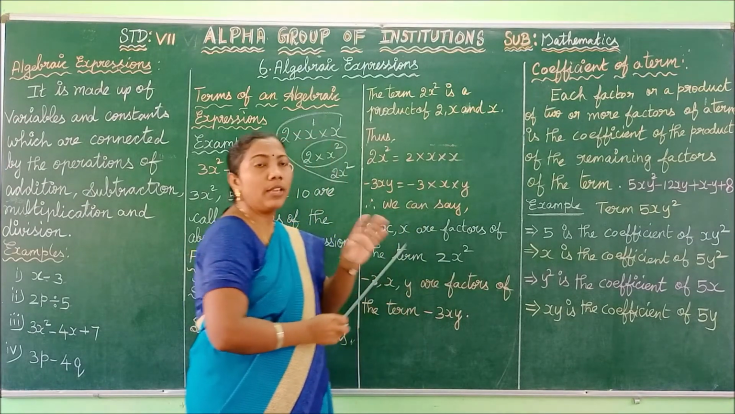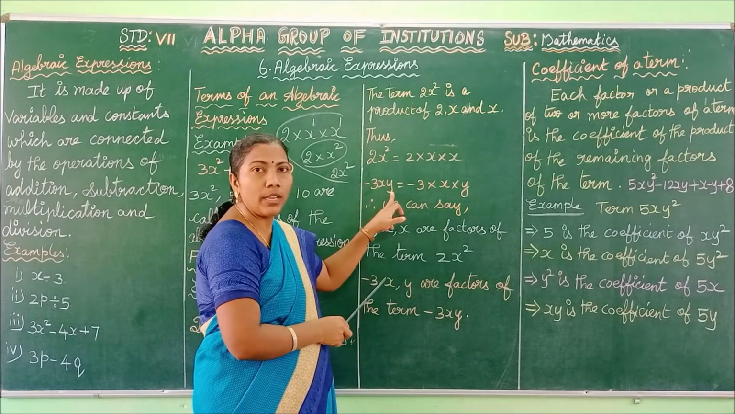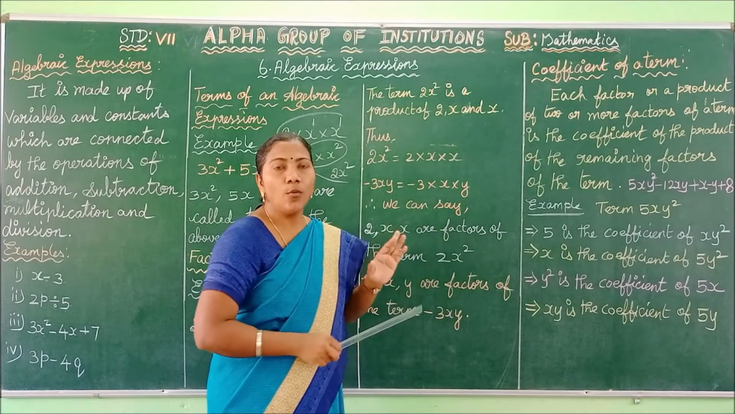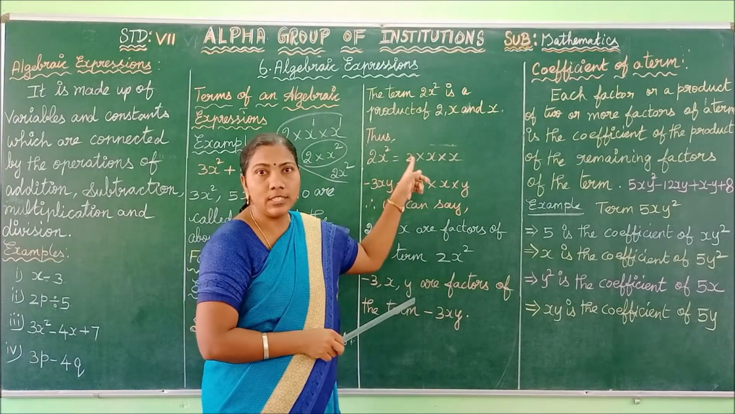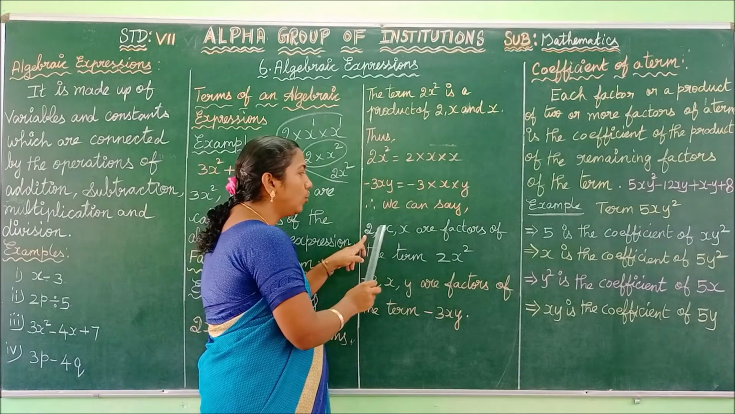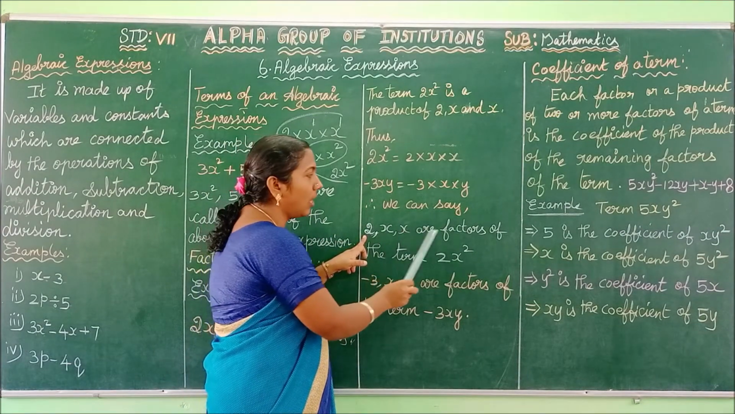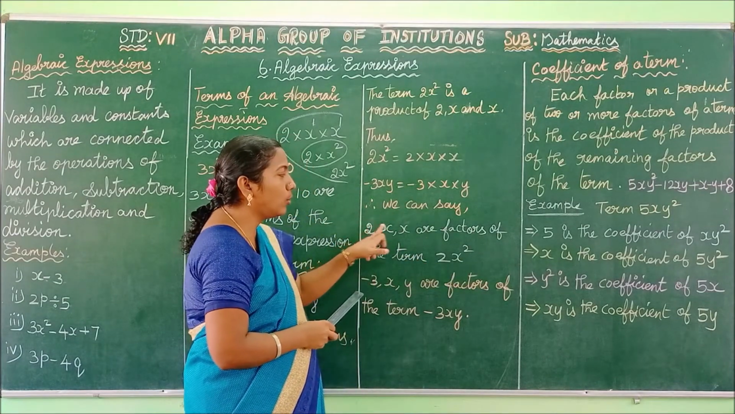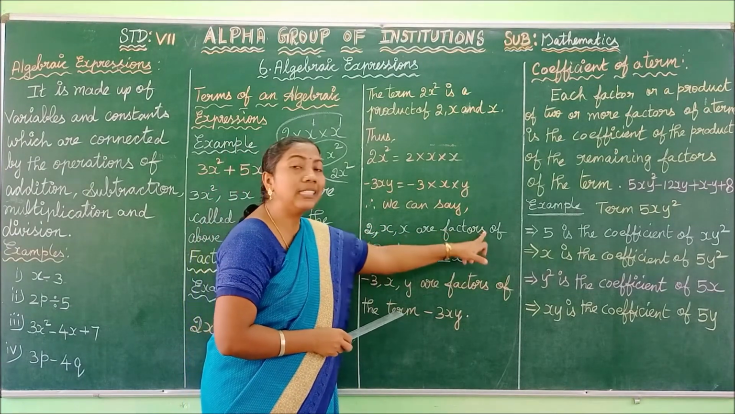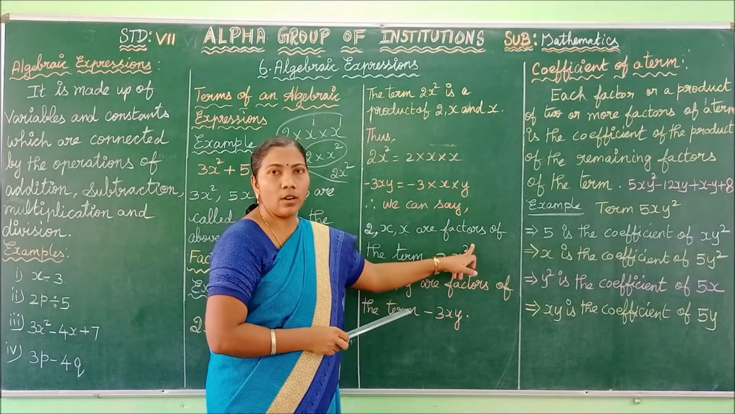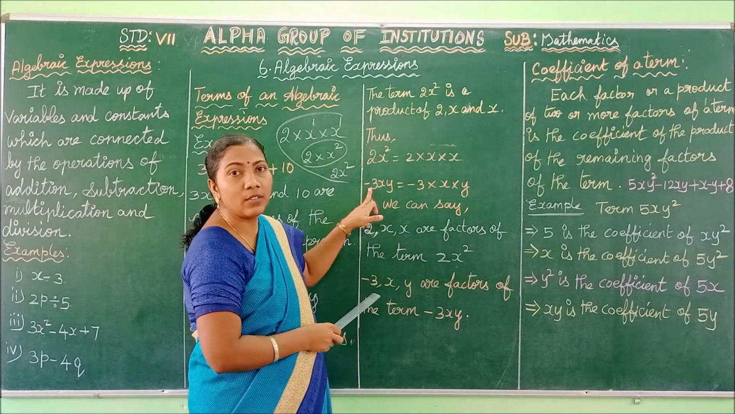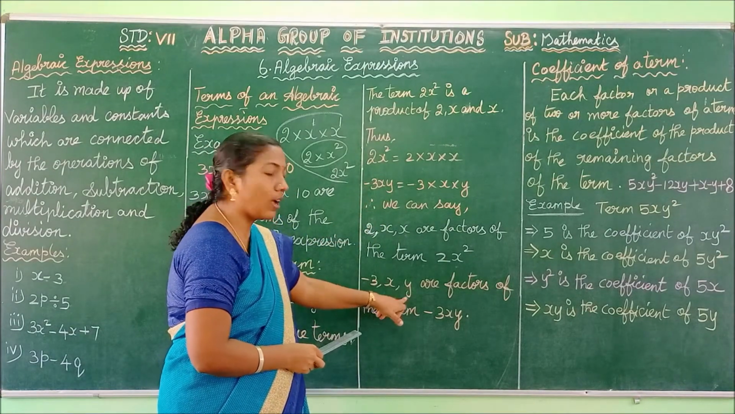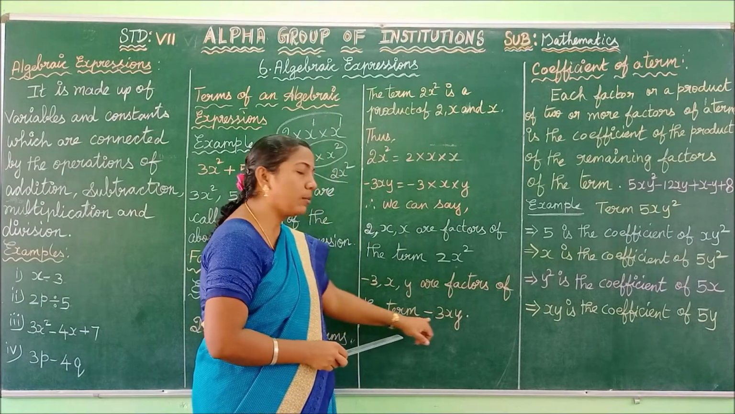Similarly, we can write minus 3xy as a product of minus 3 into x into y. Now we are going to define the factors of each term. Listen carefully. 2x, x are called factors of the term 2x square. Do you understand, children? We are calling 2x, x the factors of the term 2x square. Now my question is, what are the factors of the term minus 3xy? Yes, minus 3, x, y are the factors of the term minus 3xy.